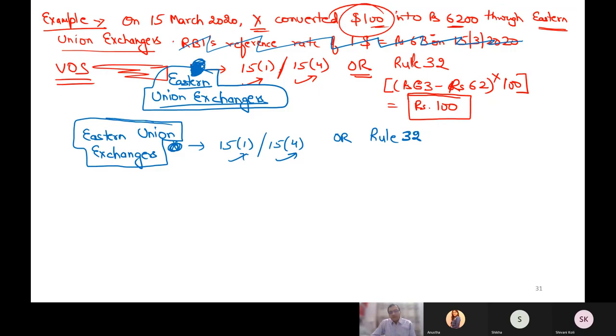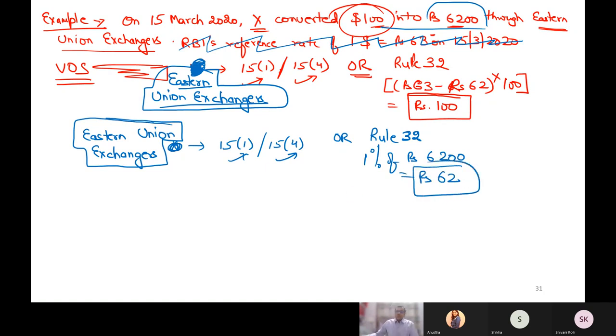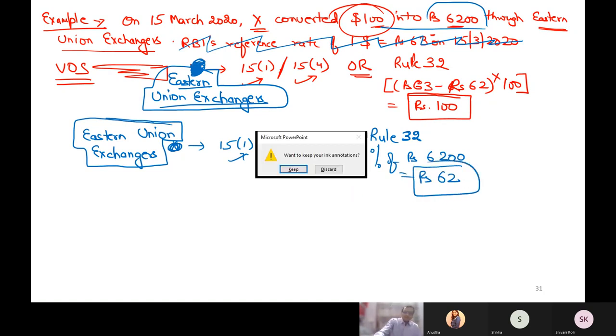So Eastern Union Exchangers can either apply 15.1 or 15.4 depending upon the situation, or rule 32 of course. So if you go by rule 30, if RBI's reference rate is not available, then how much is the Indian currency involved? The Indian currency involved in this case will be 6,200. Then in that case the answer is flat 1% of 6,200. So the value of supply will be only 62 rupees. Please raise your hand if this example is clear.